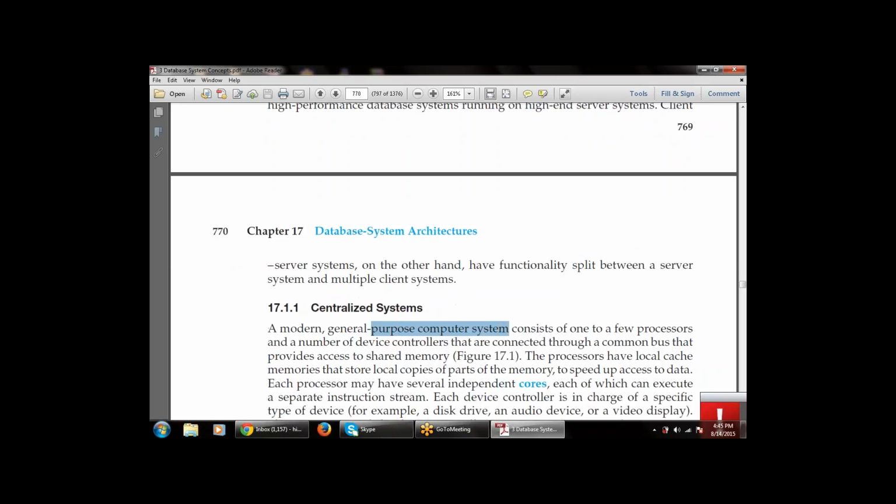A modern general purpose computer system consists of one to a few processors and a number of device controllers that are connected through a common bus that provides access to shared memory.